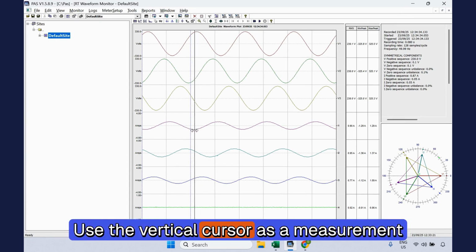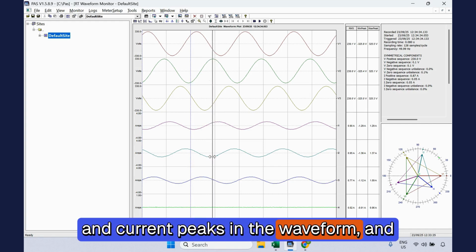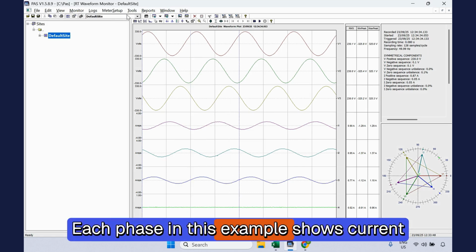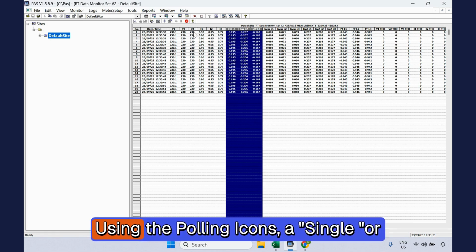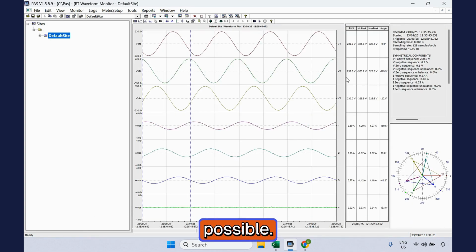Use the vertical cursor as a measurement tool, focusing on each phase's voltage and current peaks in the waveform, and confirming phasor angles with the vector diagram. Each phase in this example shows current lagging the voltage by approximately 200 degrees. Using the polling icons, a single or continuous polling, or stopping polling, is possible.